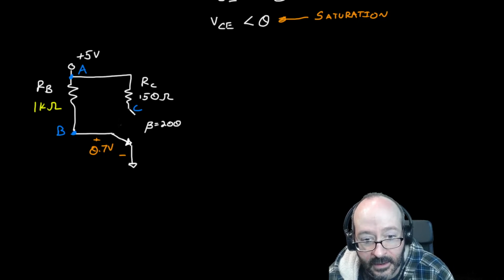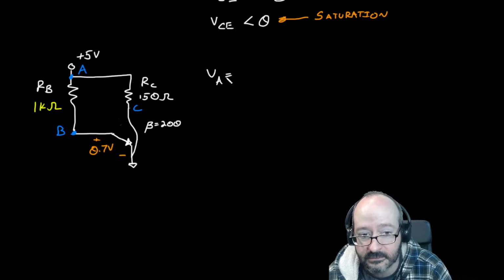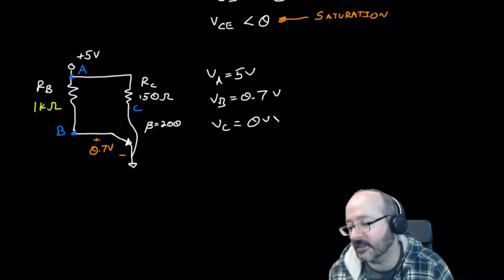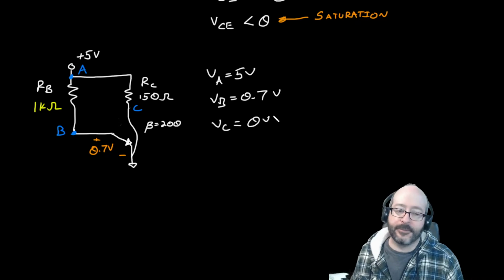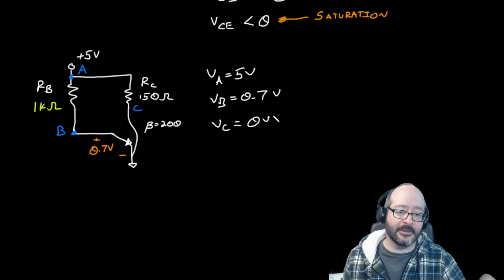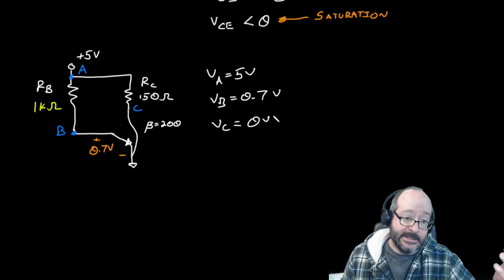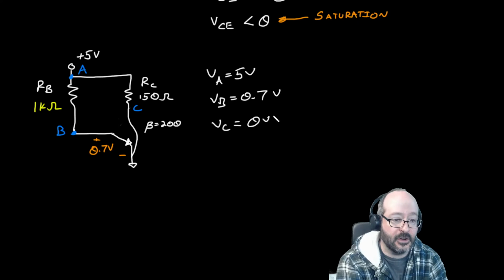But this is shorted down here, and therefore we can say that VA is 5 volts, VB is 0.7 volts, and VC we'll say is equal to 0. It's going to be really close to 0, but not actually 0, but close enough that we're going to assume it's 0. So we would have to reanalyze it, making the saturation assumption. That's it. We pushed it into saturation by lowering the resistance of RB.